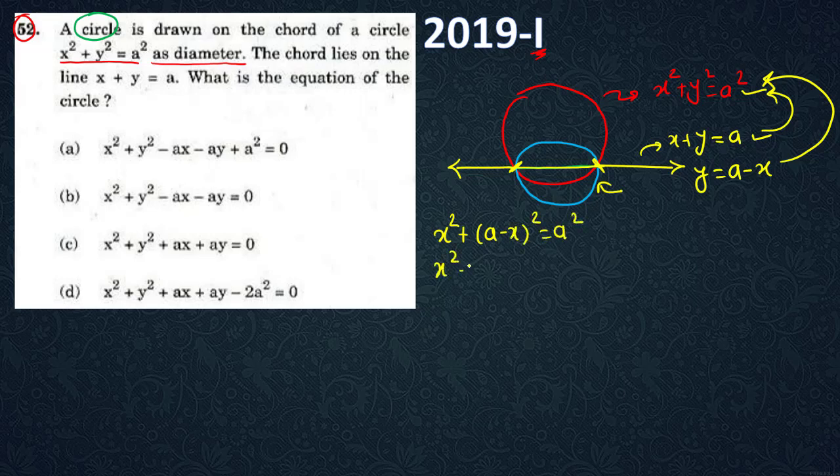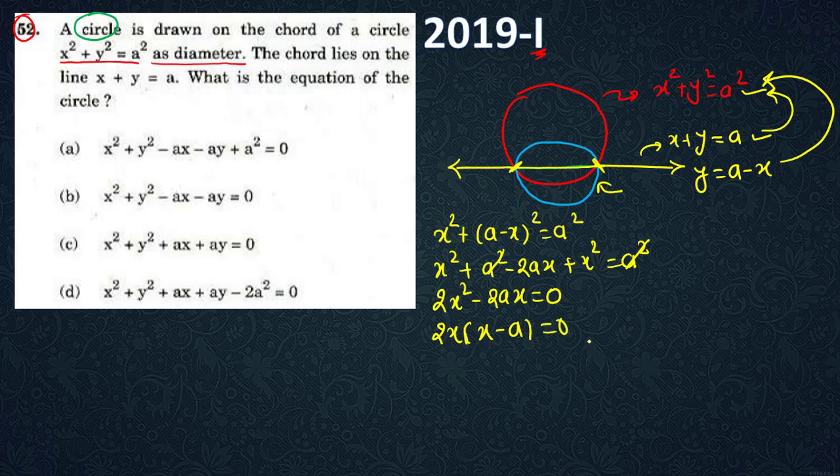So x square plus a square minus 2ax plus x square equals to a square. So a square cancels. So we have 2x square minus 2ax equals to 0. If I take 2x common, what remains is x minus a equals to 0. So from this equation, what I can say is x is either 0 or x is a. Yes or no? These are the two possible values of x.